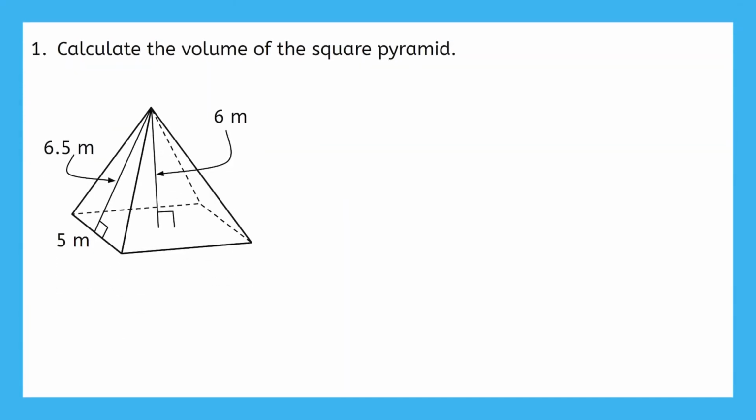Let's calculate the volume of this square pyramid. We'll need to have big B and big H in order to calculate its volume. We'll start with big B, the area of the base. What shape is the base of this pyramid? Yeah, it's a square. That means for this pyramid, big B will be the area of this square.